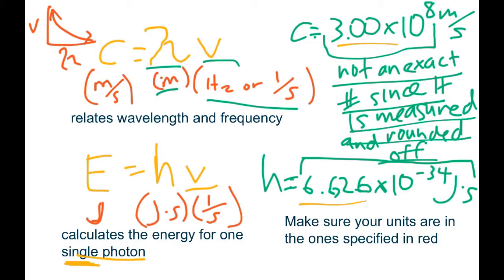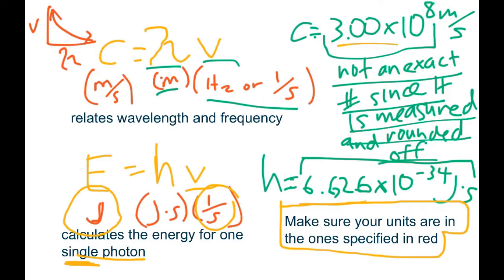And now that we're done with this, let's talk about one last thing. Make sure your units are the ones specified in red, or else it won't work. You gotta make your frequency in hertz, or 1/s. You have to make your energy in terms of joules. Your speed of light has to be in meters per second. Your wavelength has to be in meters, and such and such. So make sure your units are matching the units over here.